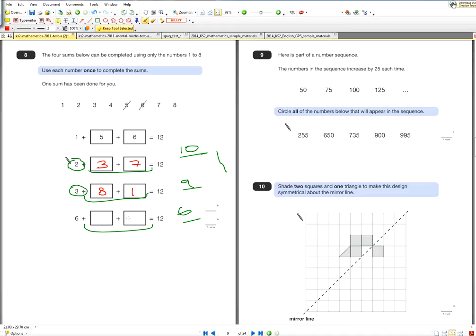So 7 add 3 or 3 add 7, in any order. Yeah, 8 add 1. And the next one. Mr. Kamal, can you please stop shouting out? 8 add 1, and don't say the answer. Let's have Zainab. 6 add 4 is 10, and then add 2. So we can do 2 add 4 or 4 add 2. So that'll give you 2 marks. Yeah, great. Okay, question number 9.